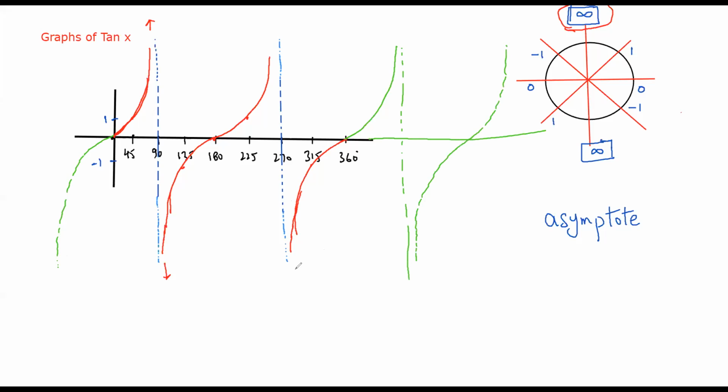Can someone tell me what the period is over here? I'm asking the math students, because add math people know this already. What do you think is the period of this function tan x? Math wale baccho, the sine and cos had a period of 360 degrees. So what is the period of this function here?